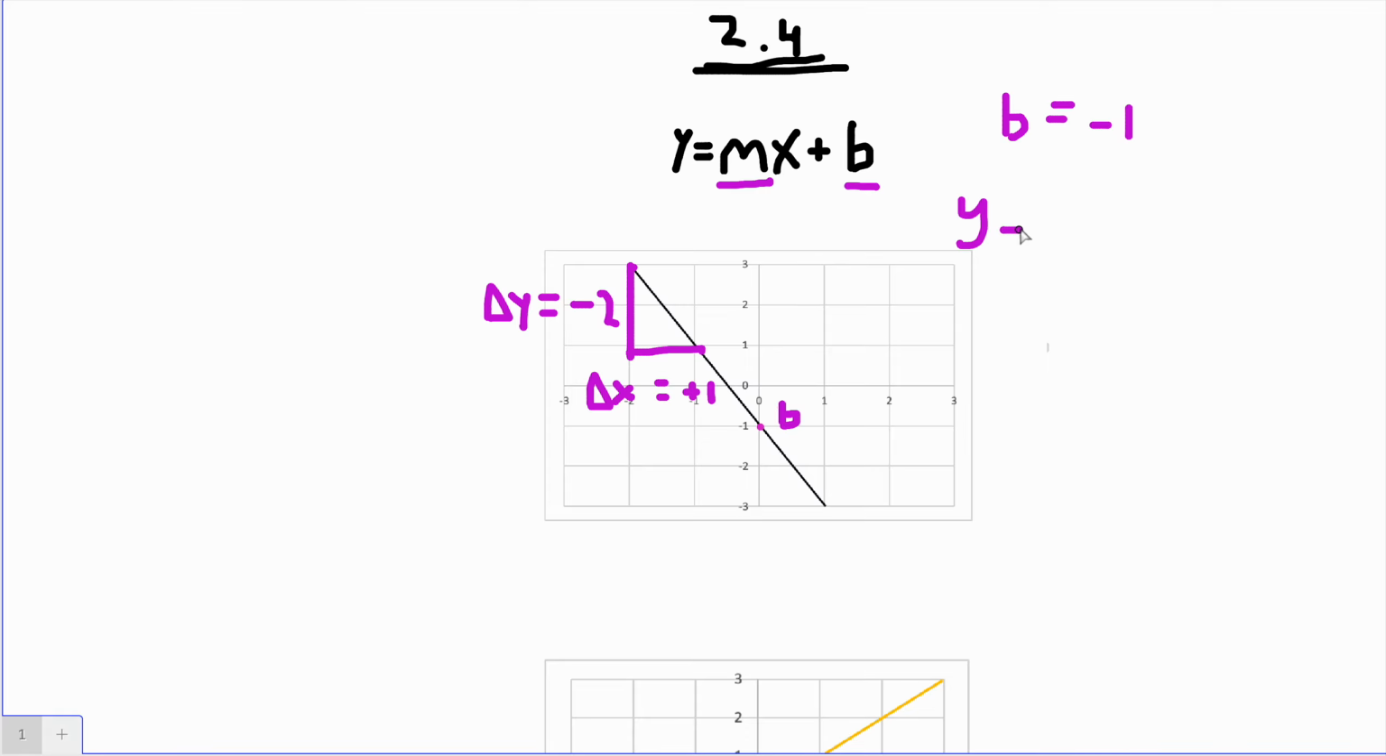So for this line, we have y equals -2x minus 1, because that's b. And we can check this by plugging in points. So we know that 1, -3 is a point. If we plug that in, we get -2 times 1, which is -2, minus 1 equals -3, so this works.